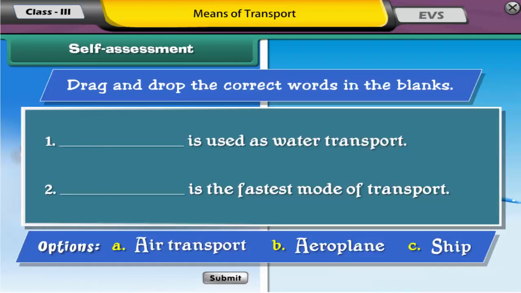Self-assessment. Drag and drop the correct words in the blanks.